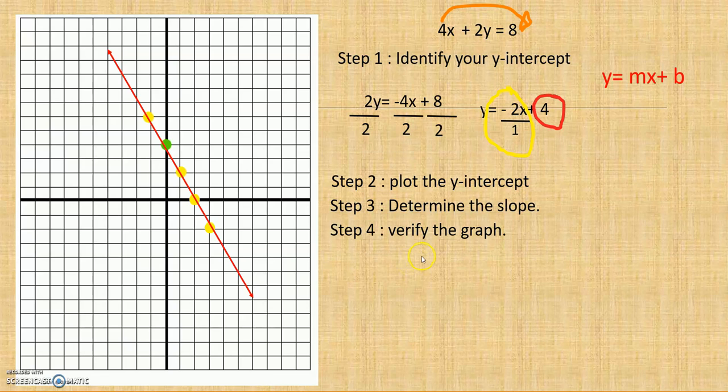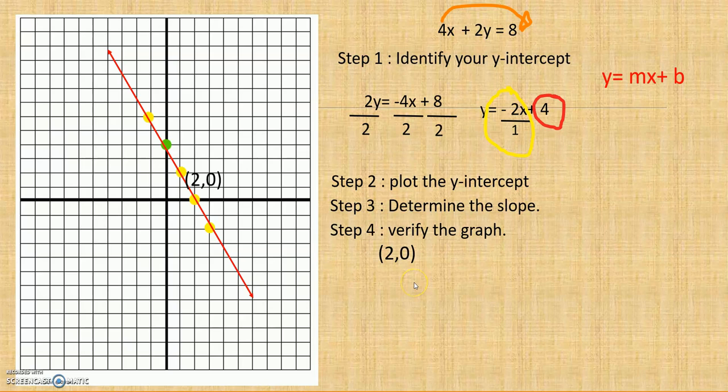Step 4, verify the graph. So let's verify two points to check if our solution is correct. The value of x is 2 and our y is 0. One of our plots here is positive 2 for the value of x, and for our y is 0.